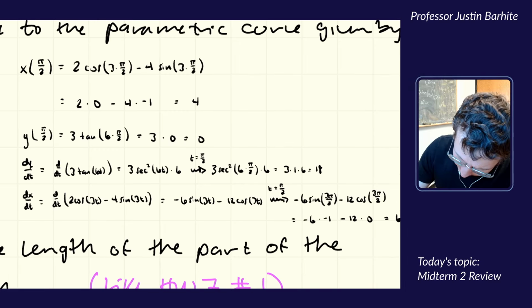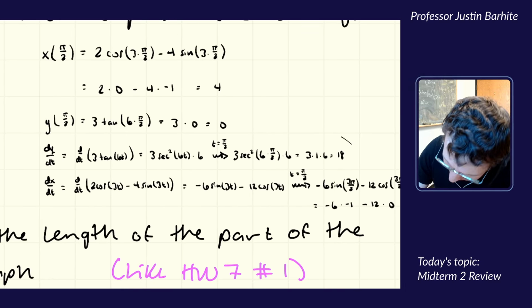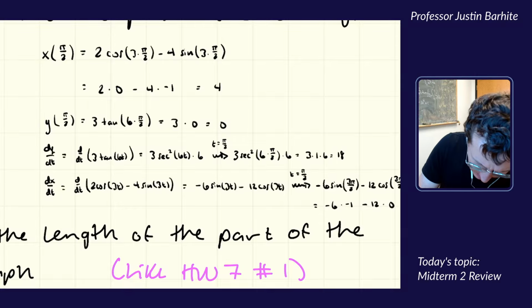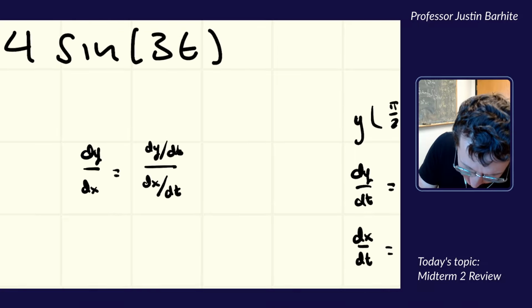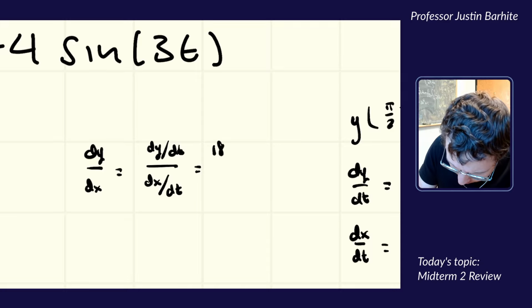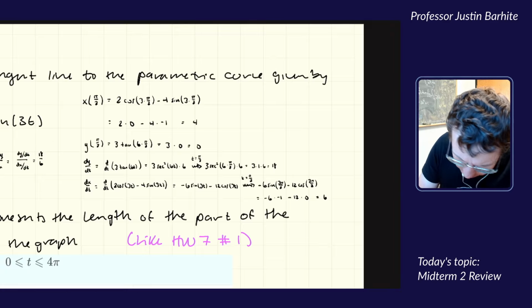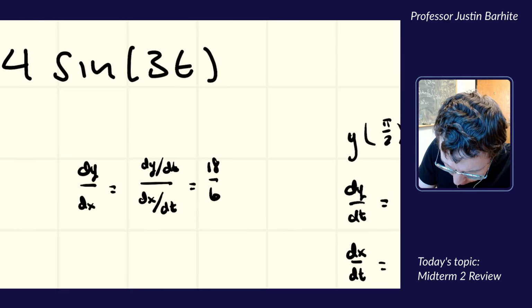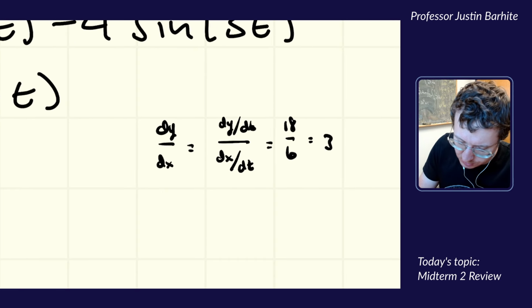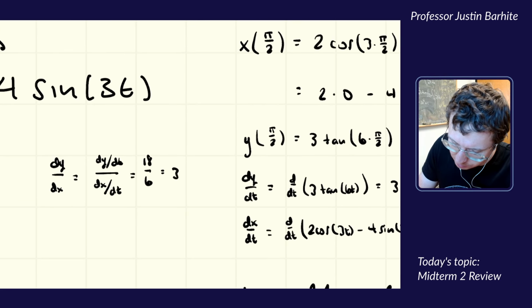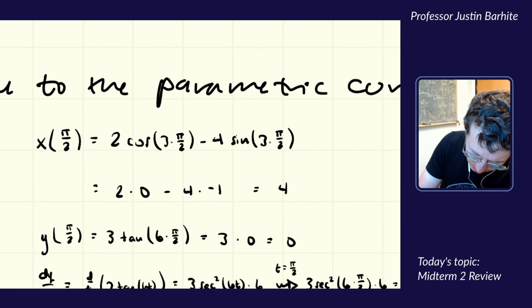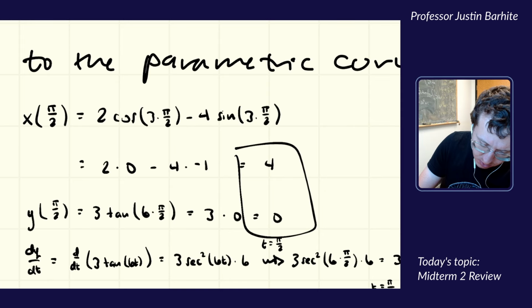So let's put this together. If dy/dt is 18 and dx/dt is 6, that means that dy/dx is 18 over 6, which is 3. So the slope of the tangent line is 3, and we already said the tangent line passes through the point (4, 0).